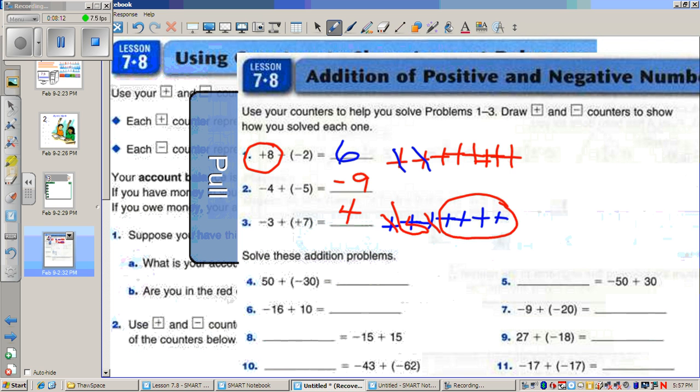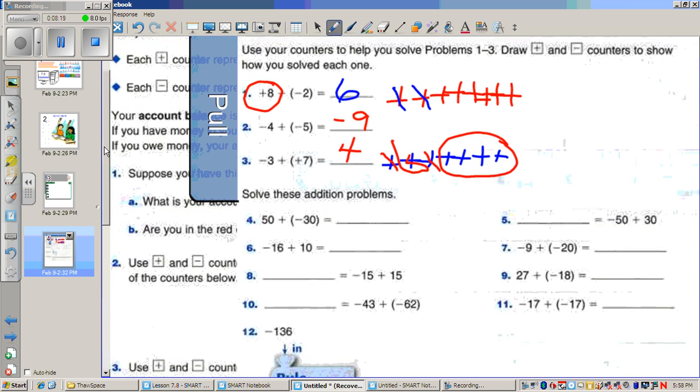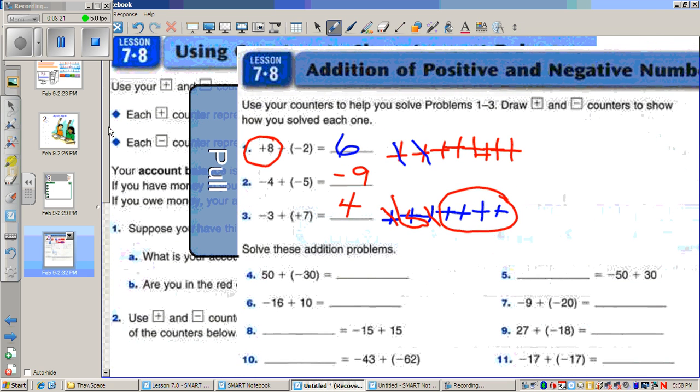So here's what I would like you to try then for your homework. I would like you to try numbers 4 through 11. We're just going to do 4 through 11. So I have 50 positives and 30 negatives. Now you're more than welcome to write down positive and negative counters if you'd like.